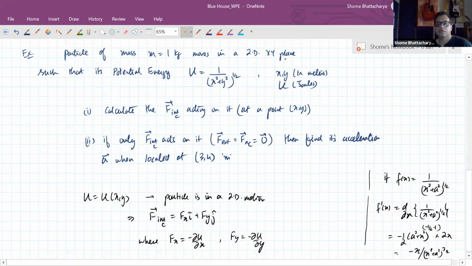Remember, partial differentiation means that when we are partially differentiating with respect to x, we will treat y like a constant. And when we are partially differentiating with respect to y, we will treat x like a constant. So use that concept over here, come up with the partial derivatives, and calculate the formula for force at a general position x comma y.